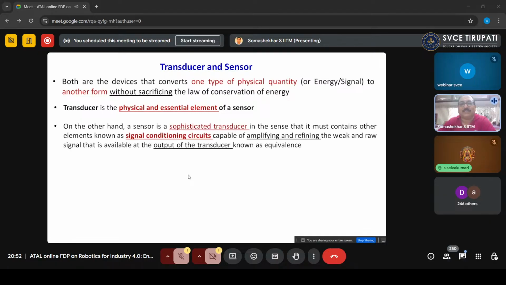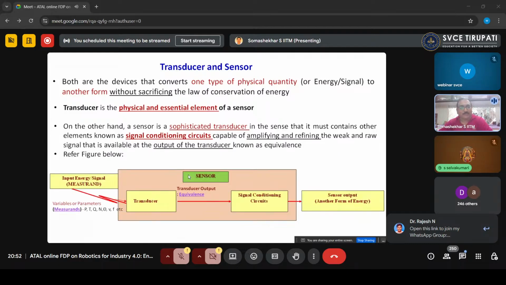On the other hand, a sensor is a sophisticated device in the sense that it contains the signal conditioning circuit or amplifying circuit, where the weak or raw signal given by the transducer is converted into a higher signal which drives the element. You see now, very simple. The transducer is a part in the sensor, but the sensor is a sophisticated one, which consists of the signal conditioning circuits.